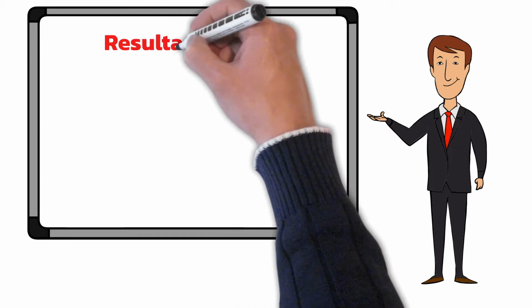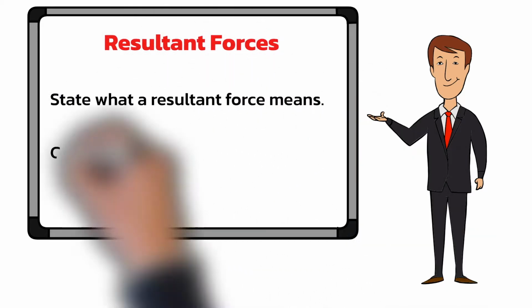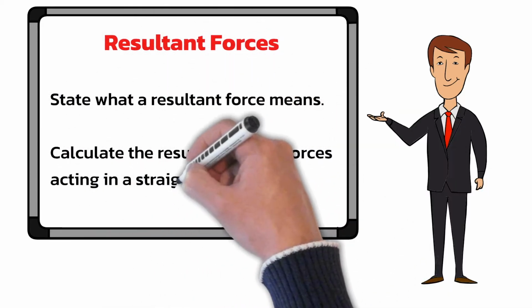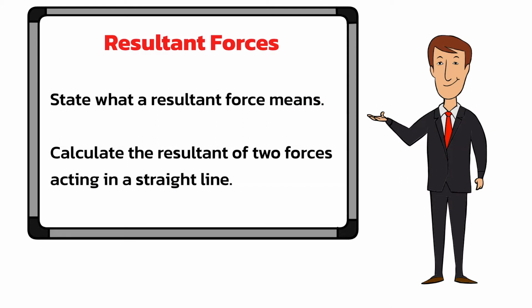In this lesson we'll be learning about resultant forces. This is from the forces topic of GCSE Combined Science and GCSE Physics. By the end of the lesson, you should be able to state what is meant by the term resultant forces and calculate the resultant of two forces acting along the same line.